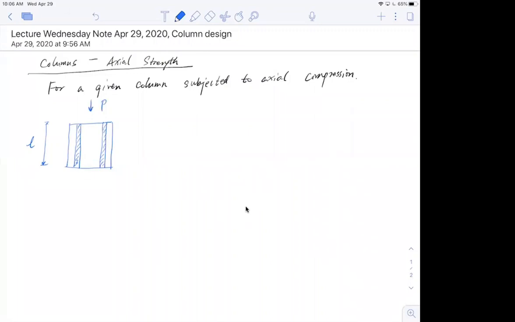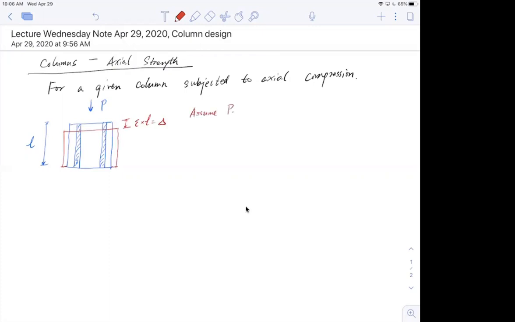what really happens, I'm going to use red, is that it will be compressed, right? The whole section will be compressed. Now, assuming the whole column has been compressed by a strain epsilon, times the length, you get the total deformation delta.